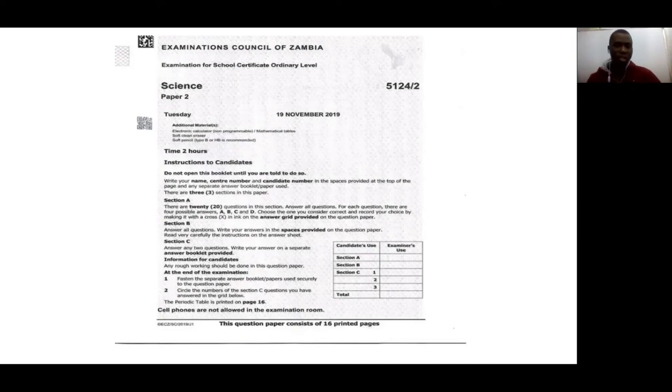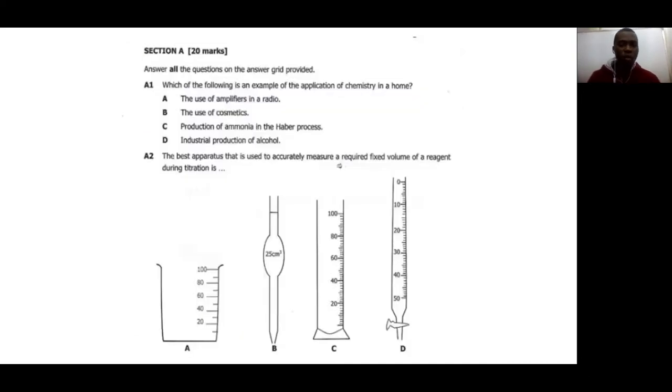Let's get down to business. Okay, question one reads, which of the following is an example of the application of chemistry in a home? Now, this question is specific, so you have to be taking note of the keywords, okay?